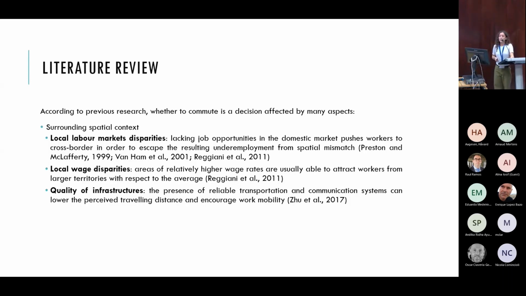With respect to the spatial context, labor market disparities, in particular the unemployment rate and wage rates, are really important in determining mobility in general. For example, with respect to unemployment rate mismatch, the lack of job opportunities in your area pushes you to find more satisfactory job opportunities elsewhere. And again, last but not least, the quality of infrastructure is really important when dealing with mobility. The higher the quality of the transportation infrastructure, for example, the lower the perceived time of your commute.